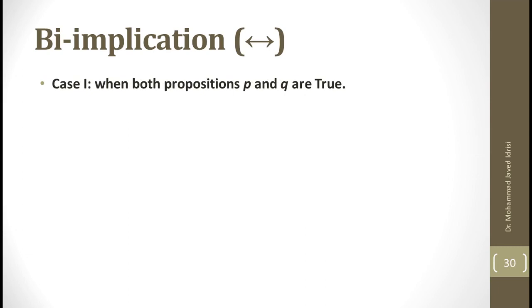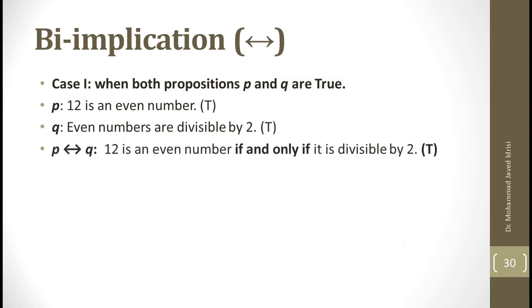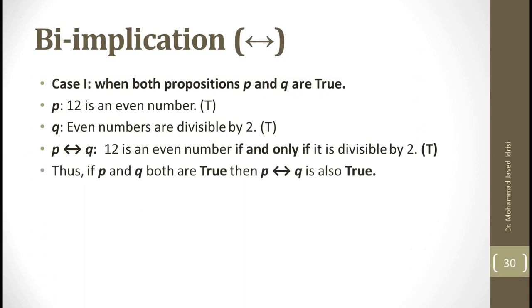Let's take the four cases. In the first case, we consider P and Q are true. P is the proposition 12 is an even number, and Q is even numbers are divisible by 2. Both propositions are true. So their by implication logic is given by 12 is an even number if and only if it is divisible by 2, which is a true proposition. So the by implication of P and Q is true if both P and Q are true.